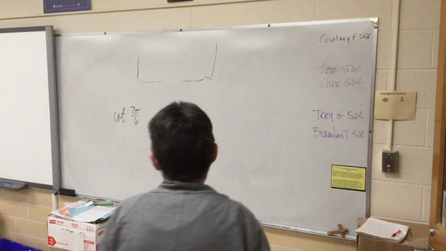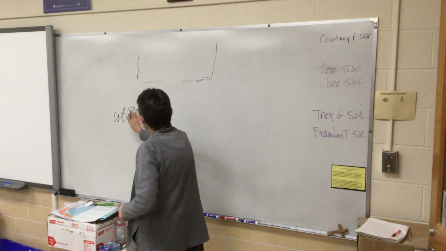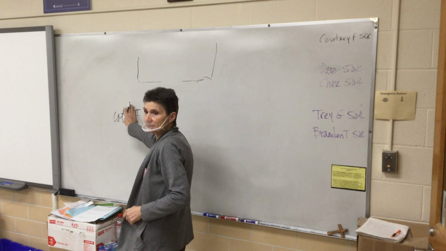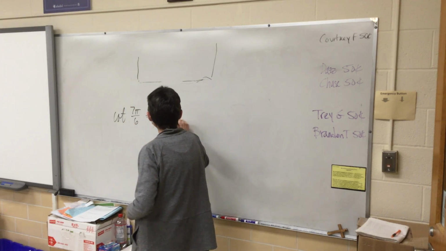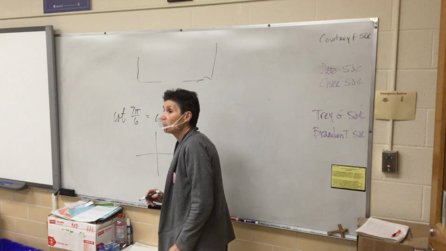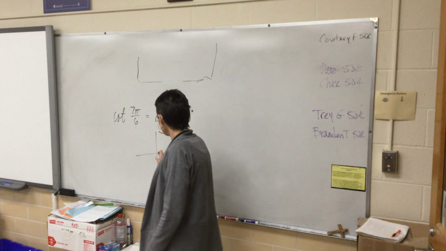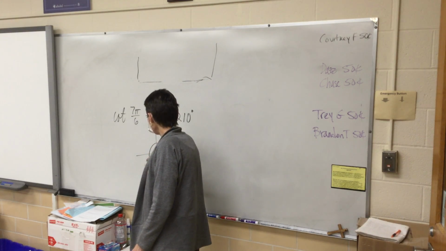Okay, so the cotangent is 7 pi over 6. Pi is 180, divided by 6 is 30, times 7 is 210. So we have the cotangent of 210. Now, when you draw 210 degrees in standard position, doesn't it end up down here?